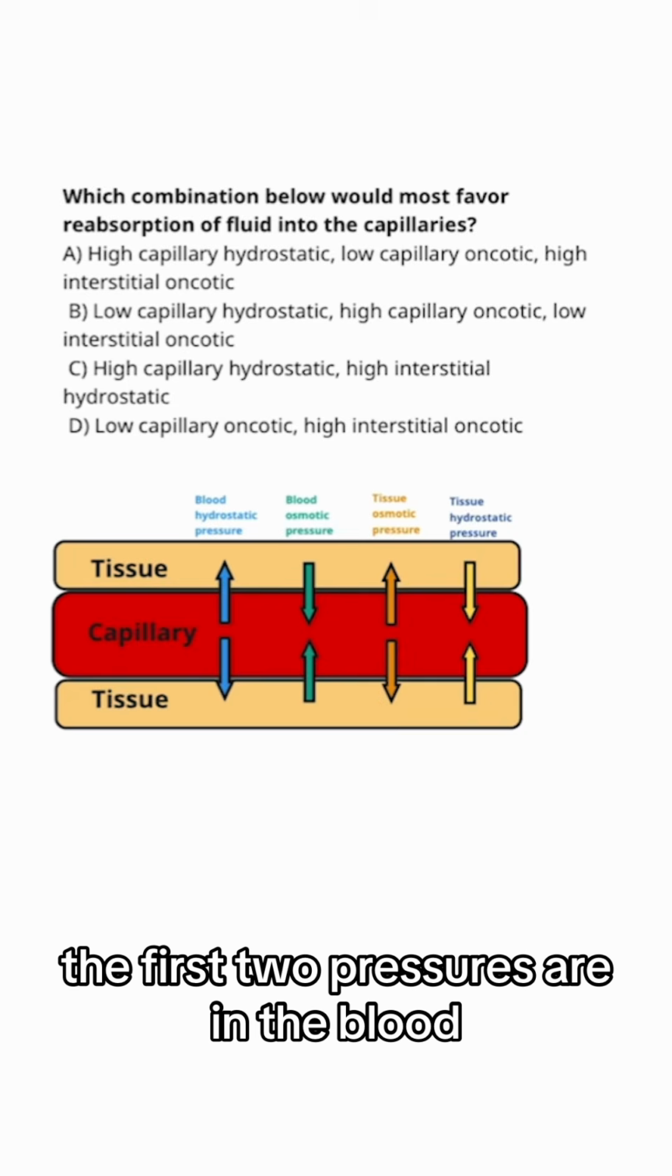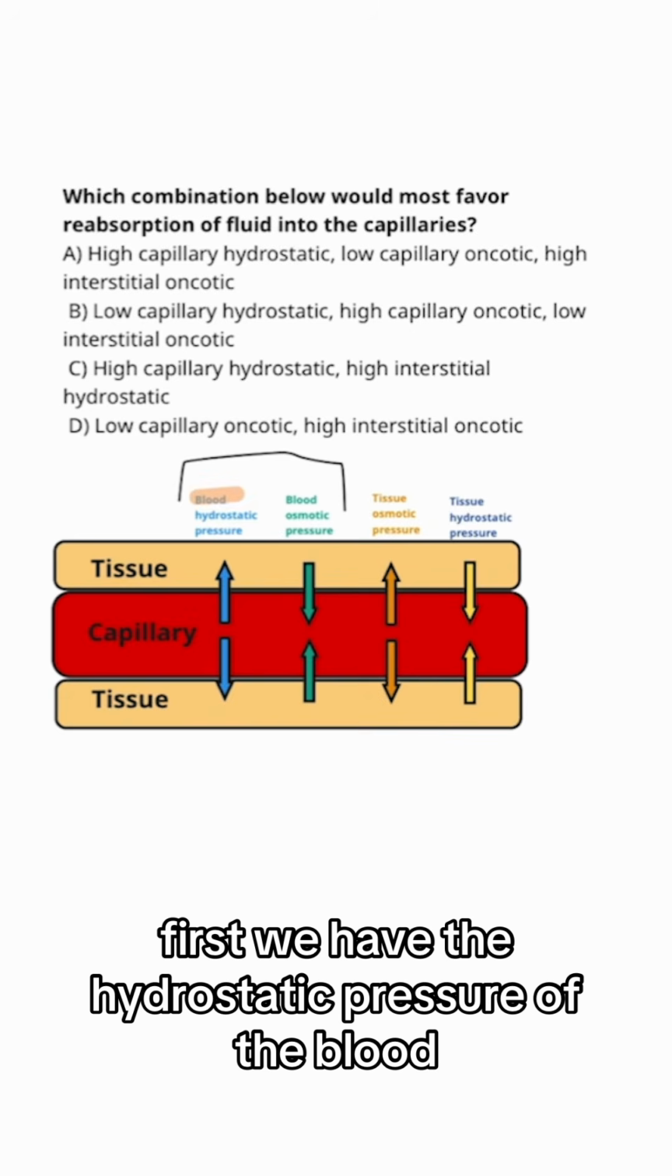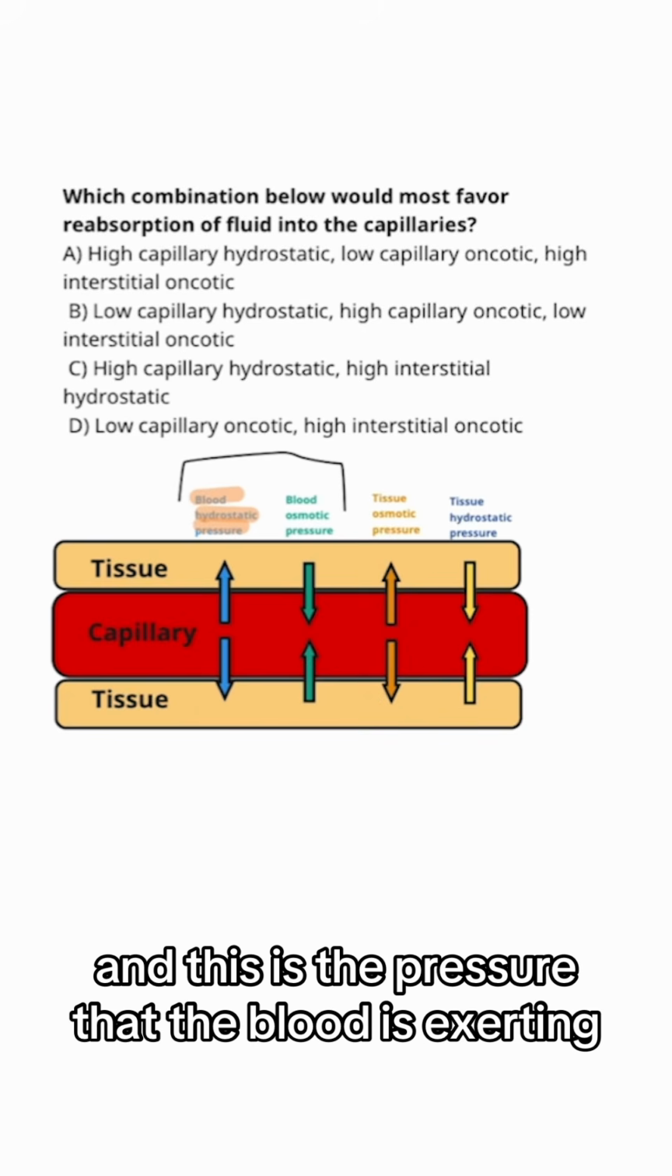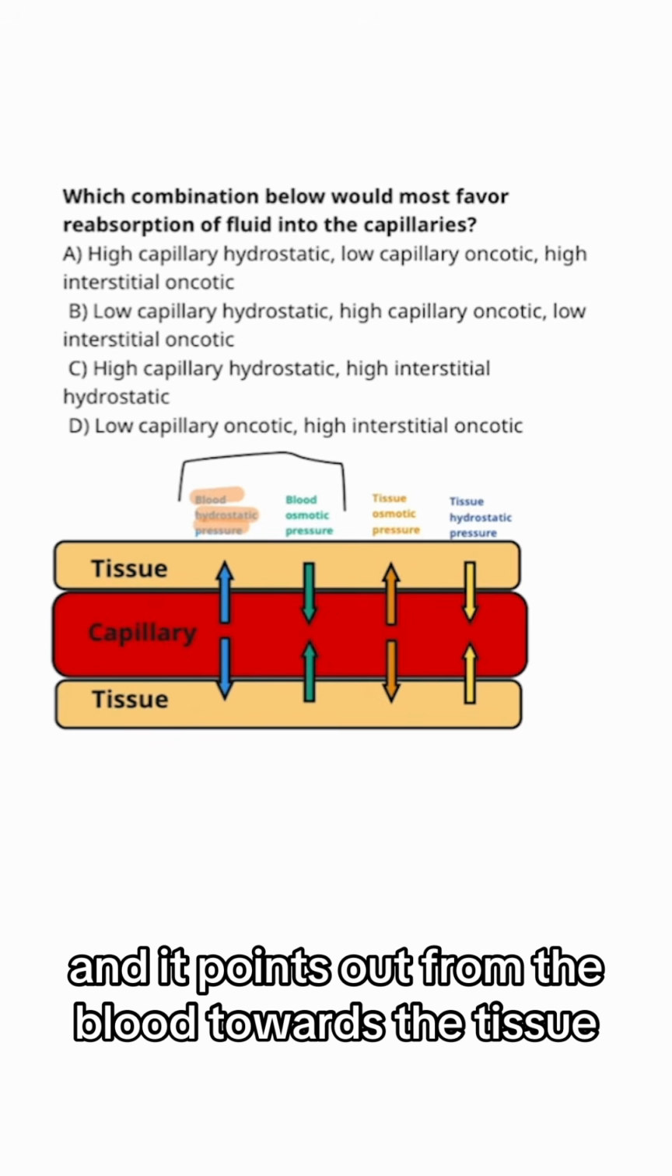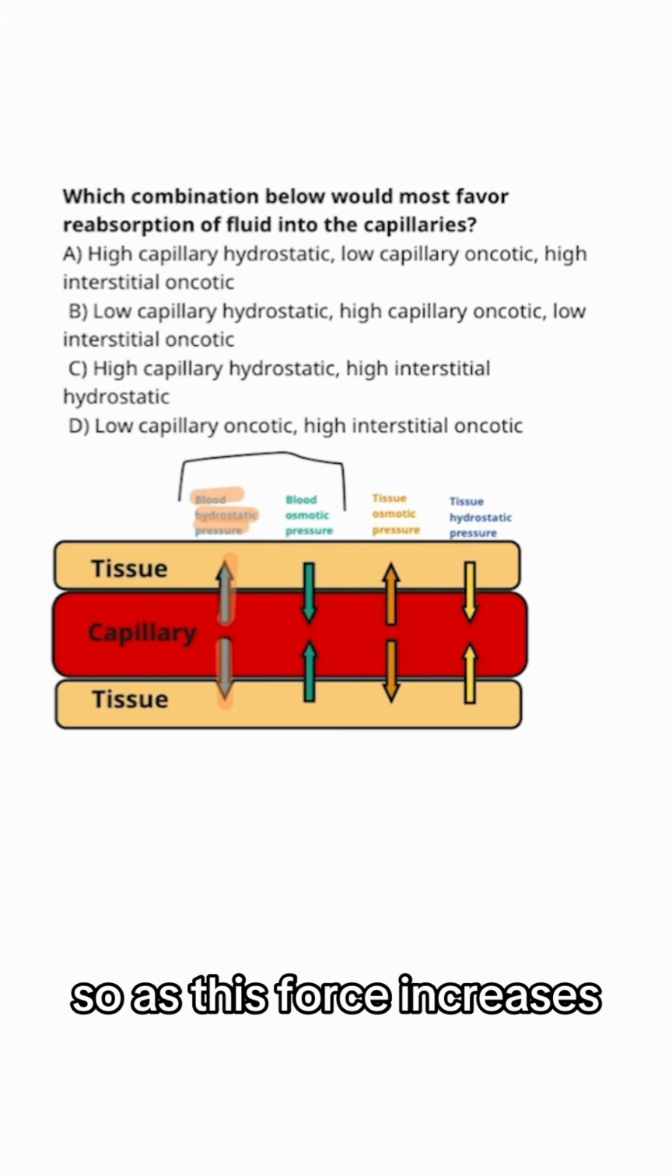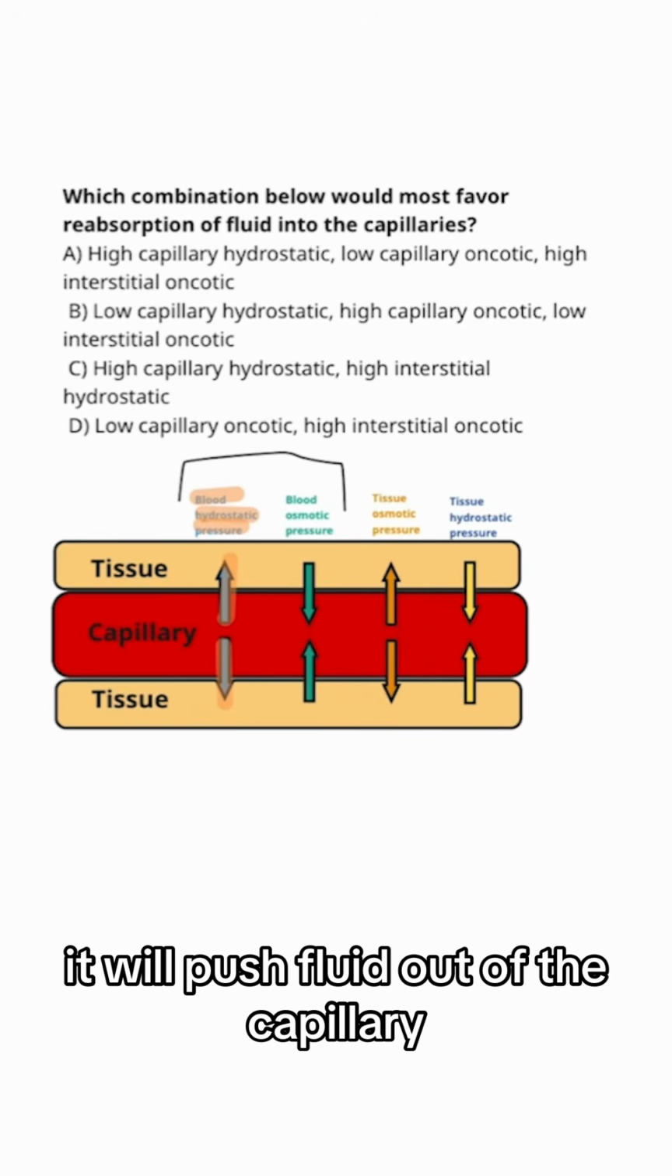The first 2 pressures are in the blood. First, we have the hydrostatic pressure of the blood. And this is the pressure that the blood is exerting on the walls of the capillaries. And it points out from the blood towards the tissue. So as this force increases, it will push fluid out of the capillary.